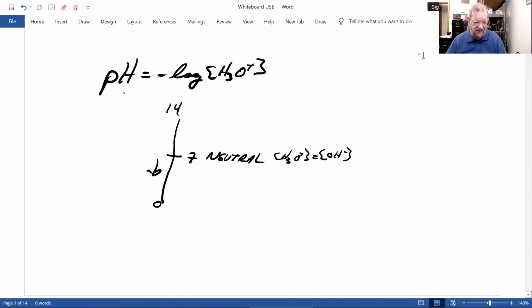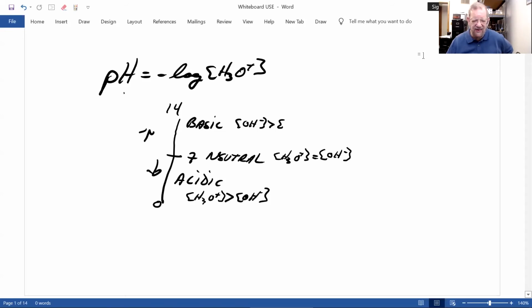When it's less than 7, it's called acidic. And when it's acidic, the hydronium ion concentration is greater than the hydroxide ion concentration. When it's greater than 7, it's called basic, sometimes also called alkaline, but I'll use basic for this class. It's become basic, and that's when the hydroxide ion concentration is greater than the hydronium.